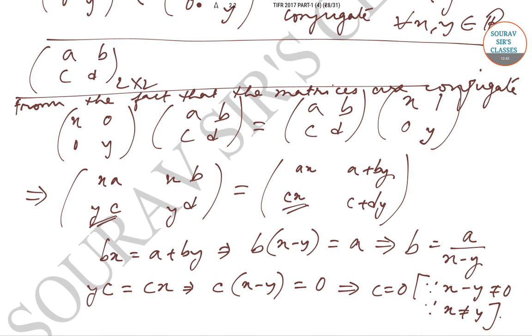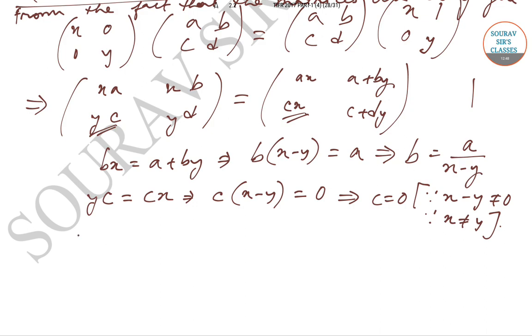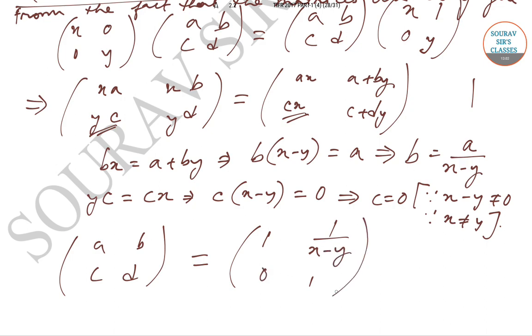So after finding all of this, we can see that the matrix A, B, C, D will take the form 1, 1, x minus y and 0. So this is a real set, and we can therefore conclude that the matrices x 0 0 y and x 1 0 y are conjugate to each other in M2R. So we have solved questions number 26, 29 and 30 from this paper.